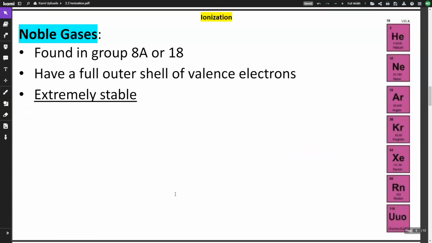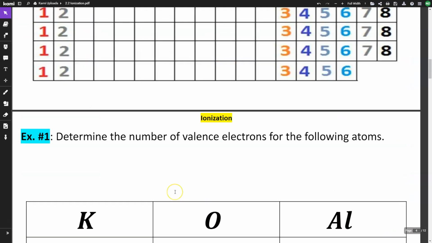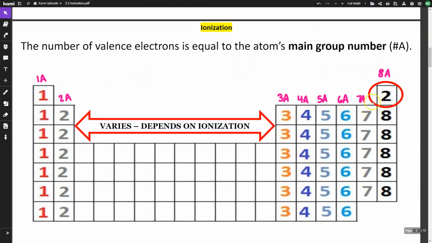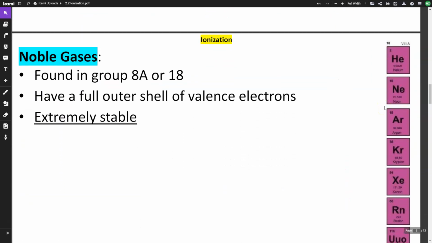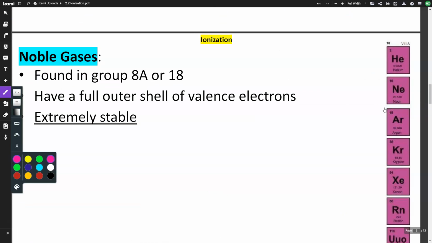Now the noble gases are found in group 8A or group 18, depending on how your periodic table is numbered. Noble gases have a full outer shell of valence electrons. They are extremely stable. If you remember, I said that helium is kind of an exception here because helium only has 2. Helium only has that first energy level, and if we draw out a Bohr diagram, that first energy level only holds 2 electrons. So to be completely full on that first energy level, you only need 2 valence electrons.